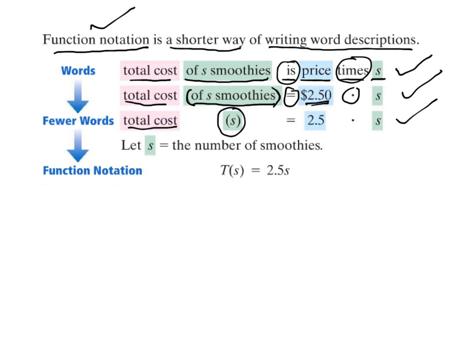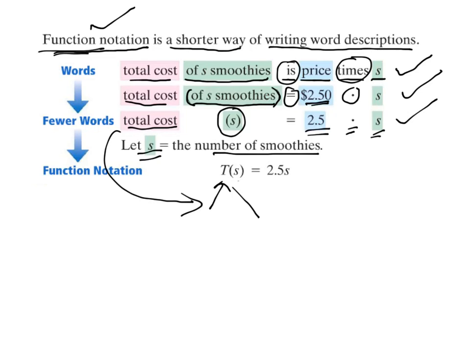Equals. Instead of showing the dollar sign, we can just write 2.5 times S. Now let's write it finally. Let S, what does S stand for? It stands for the number of smoothies. And what does T stand for? It stands for the total cost. So let's write the whole thing in a function notation. T of S is equal to 2.5 times S.